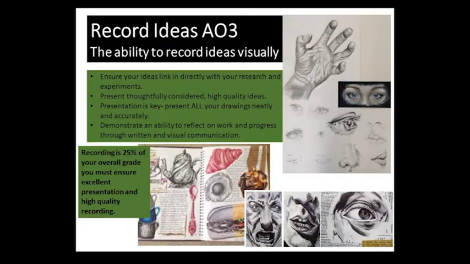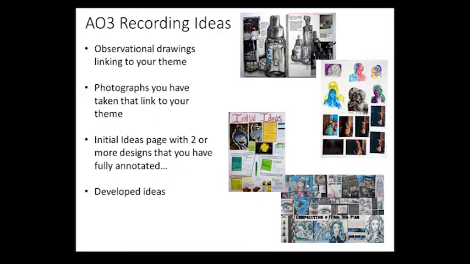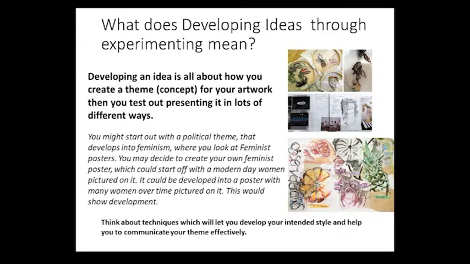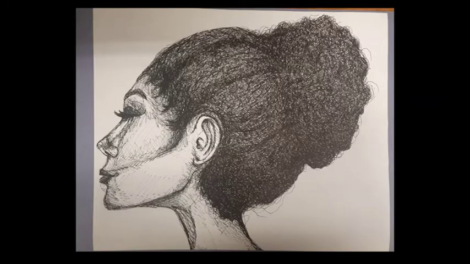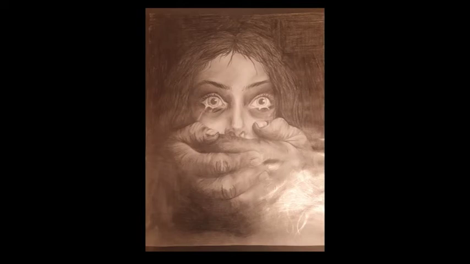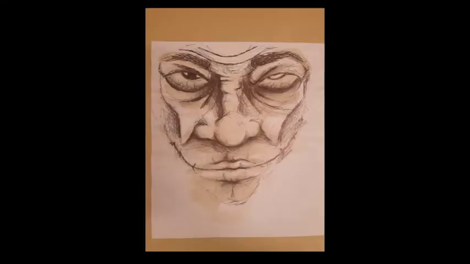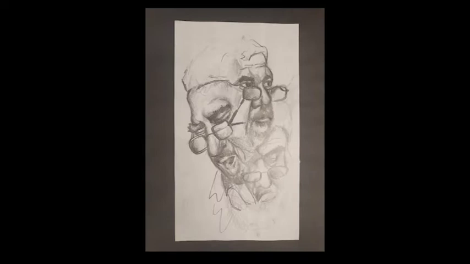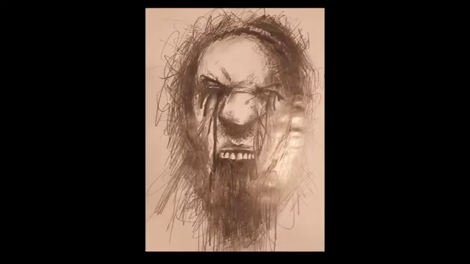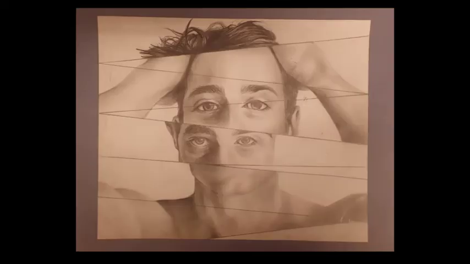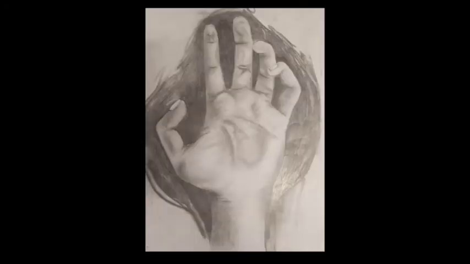Assessment Objective 3 is all about recording of ideas, observations and insights relevant to intentions as work progresses. So you will do lots of drawing, and that could be in the form of painting, collage, any kind of recording. You will take photographs, and you will also develop some initial ideas that will build and lead on to developed ideas.